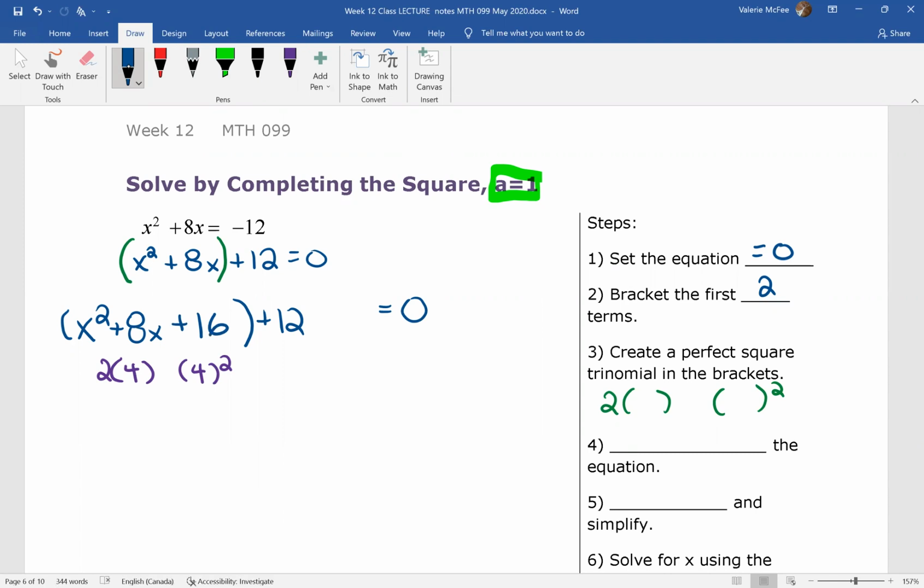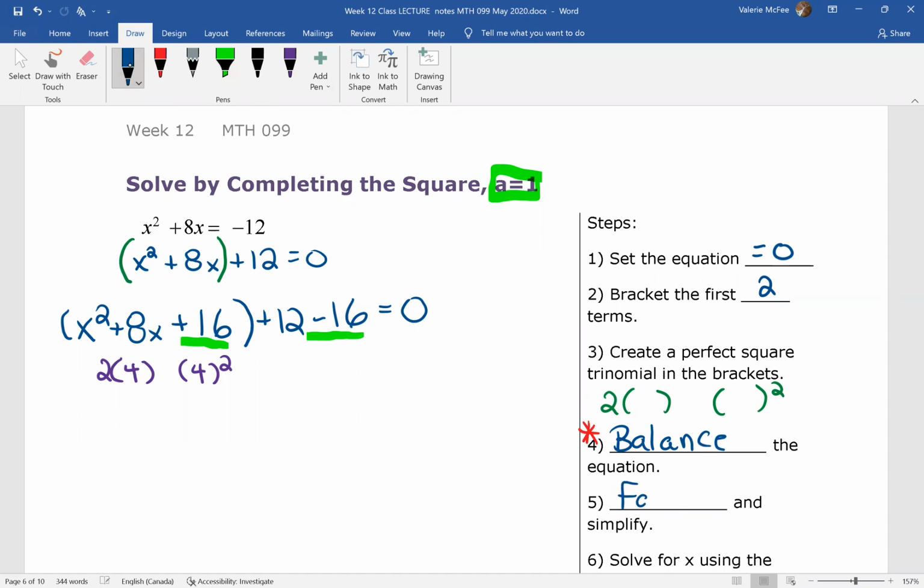Now, this is when you should all be saying, wait a minute, how did that happen? Before you put in the 16, this equation was equal to 0. You can't just put a number in and say it's still equal to 0. That's why we have step 4. Step 4 tells us to balance the equation. So if we put in 16, we need to take out 16. I can look at this 16 minus 16 and get 0. It's like it never existed.